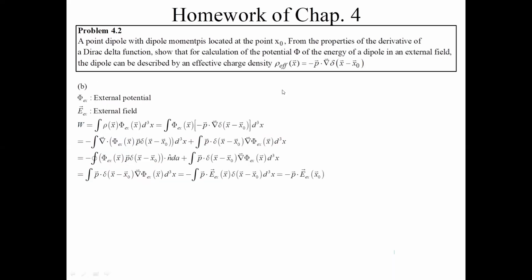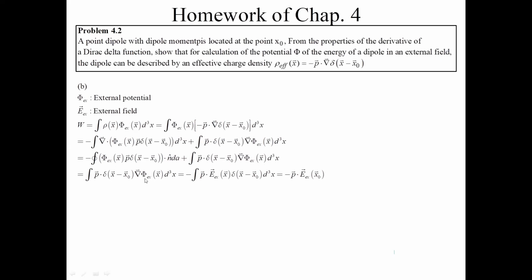And in the B, we simply put the effective charge density into the integration of energy. Okay, so we just put this in here, then we get this term, and then we integrate this by part also. Then the same, we will have two terms. And for the first term we use Stokes theorem, and find out that this will become 0 at the surface.